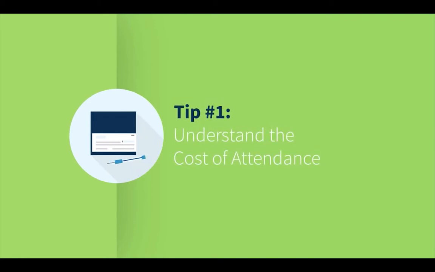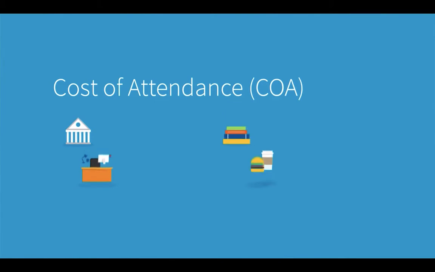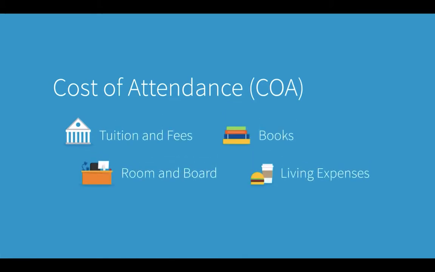Understand the cost of attendance. The letter gives you the real cost of attendance, or COA. It includes tuition and fees, room and board, books, and even living expenses. You may find the school costs more than you thought.